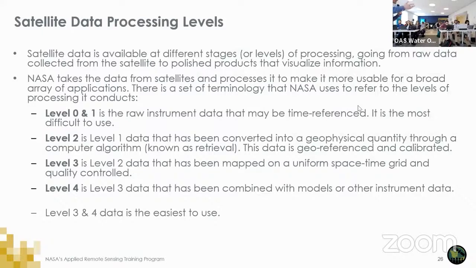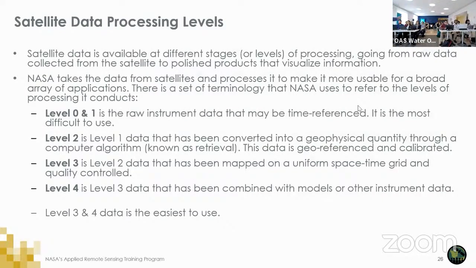And it's good that you know that, because if you are not already, hopefully you'll be starting to work with some of these data sets, and you'll know intuitively that you probably want to start with a level 2 or level 3 product. And once you start getting to level 4 products and above, those are typically more modeled products.